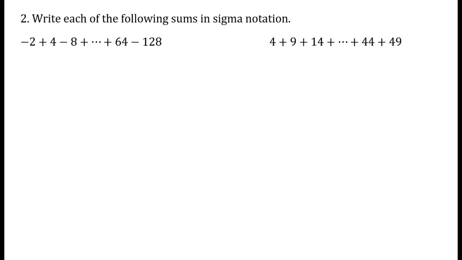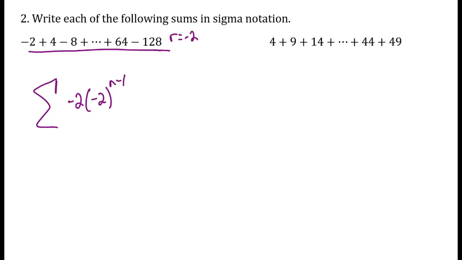Write each of the following sums using sigma notation. So I want to represent this sum here using sigma notation. So negative 2, 4, negative 8. Looks like the pattern is multiplied by negative 2. So I have a common ratio of negative 2. So to write an explicit formula for this, it's my first term, negative 2, times negative 2 to the n minus 1.